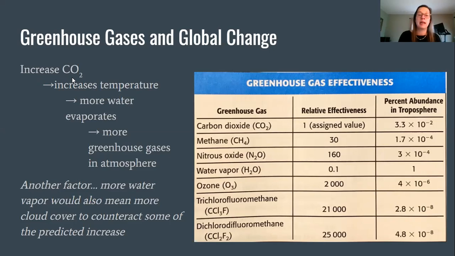When we increase carbon dioxide or any greenhouse gas, it's going to increase temperature. When we increase temperature, more water evaporates. When we do that, there are more greenhouse gases in the atmosphere because water is a greenhouse gas. Another factor is that when there's more water vapor in the air, it's predicted that there would also be more cloud cover, and that might counteract some of that predicted increase in overall temperature. So the Earth might not warm as much.